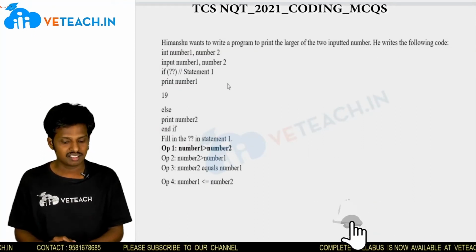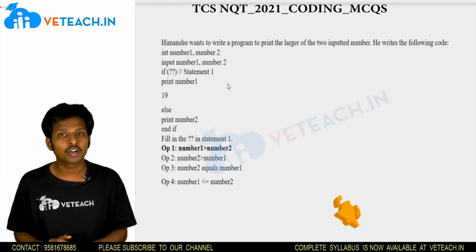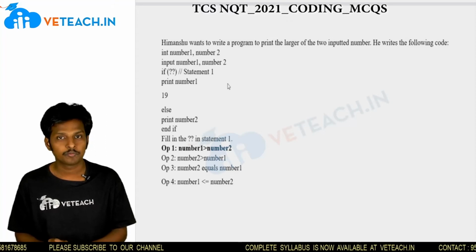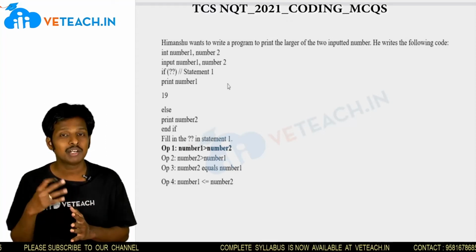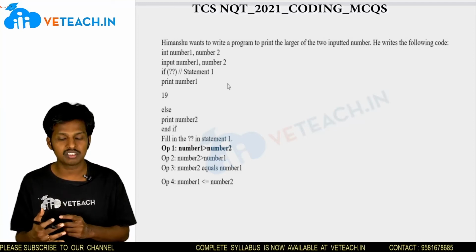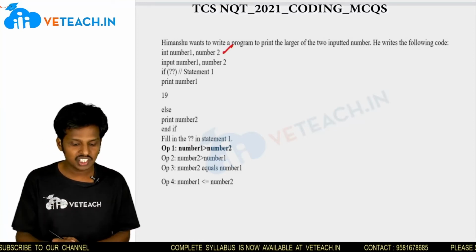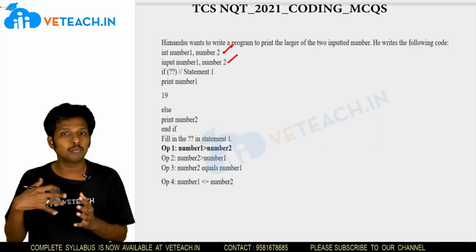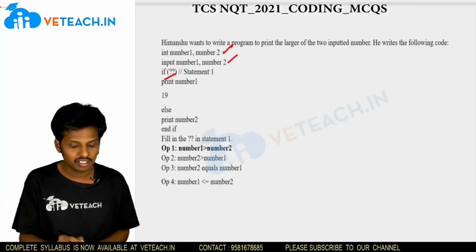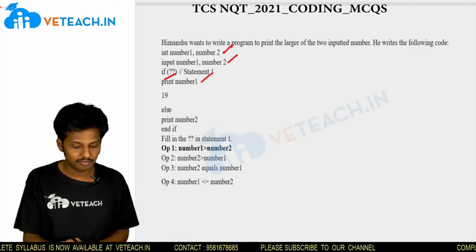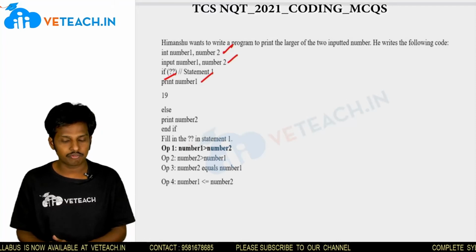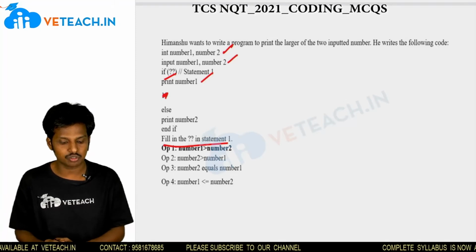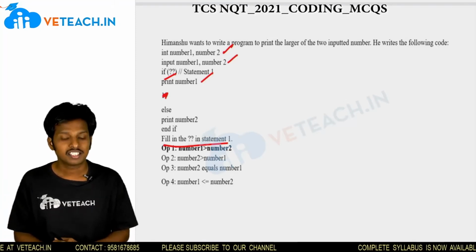Next, the other cases. Himanshu wants to write a program to print the larger of two inputted numbers. He writes the following code. So here the task is to find the biggest of two numbers which are given by the user. Initially two numbers were declared and then input of number 1 comma number 2. We are taking both the numbers and then if question mark, print number 1, else print number 2, end if. Now what we need to do is fill in that question mark. What is the answer that has to be substituted in place of the question mark?